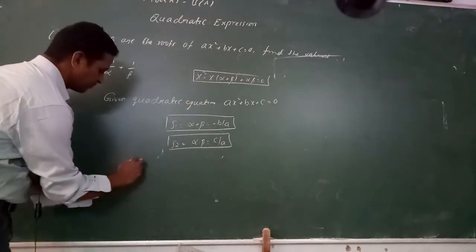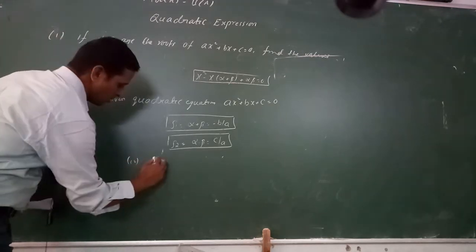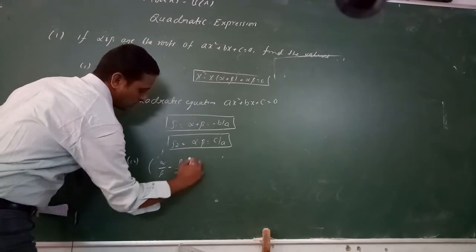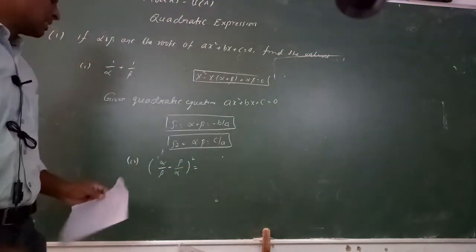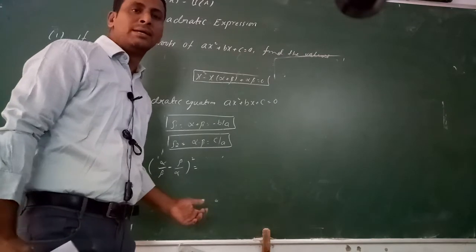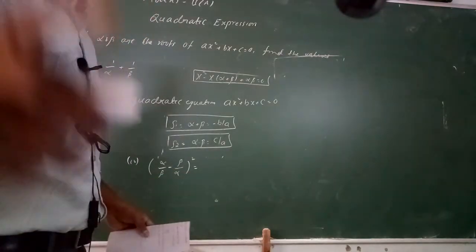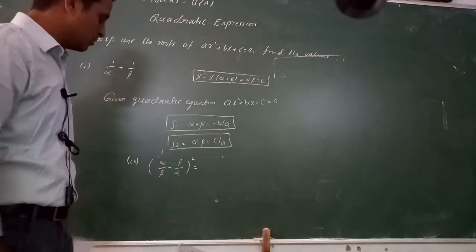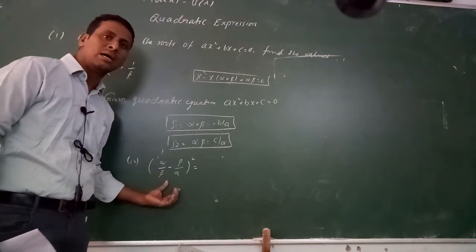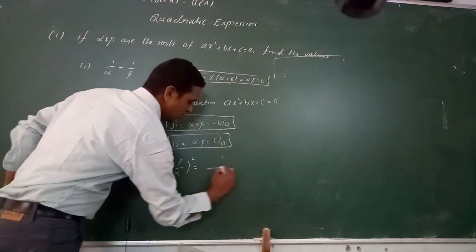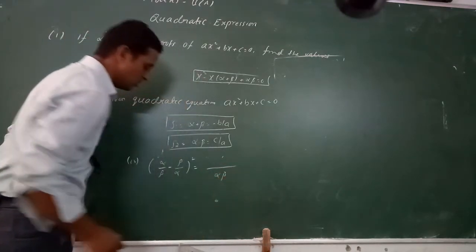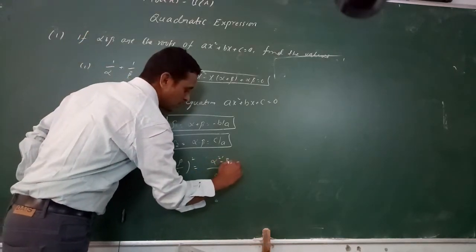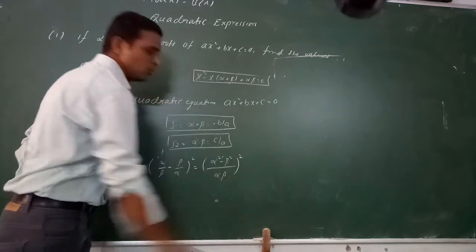And the fourth one, alpha by beta minus beta by alpha whole square. So what is the given problem? Fourth one, alpha by beta minus beta by alpha whole square. What is the denominator LCM here? Alpha beta. So we write alpha beta, then alpha square minus beta square, the power is whole square.